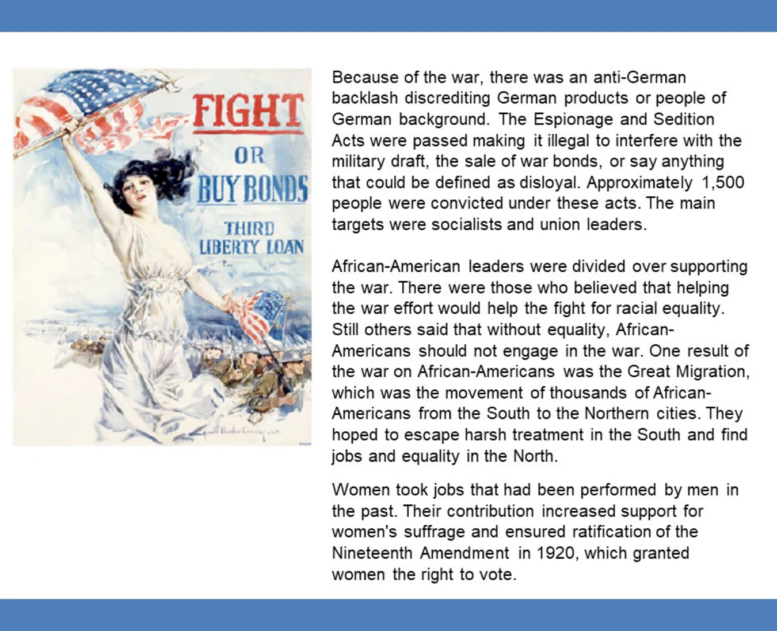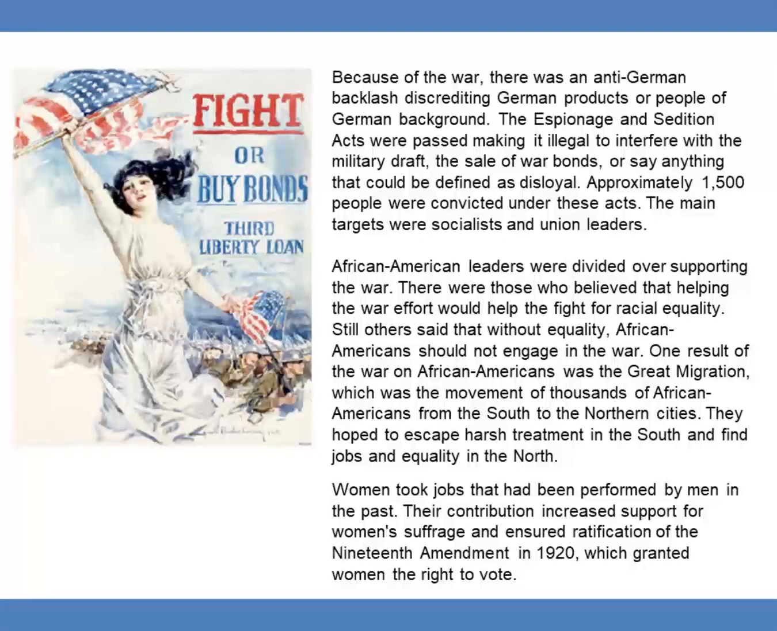African American leaders were divided over supporting the war. There were those who believed that helping the war effort would help the fight for racial equality. Still others said that without equality, African Americans should not engage in the war. One result of the war on African Americans was the Great Migration, which was the movement of thousands of African Americans from the South to the northern cities. They hoped to escape harsh treatment in the South and find jobs and equality in the North.